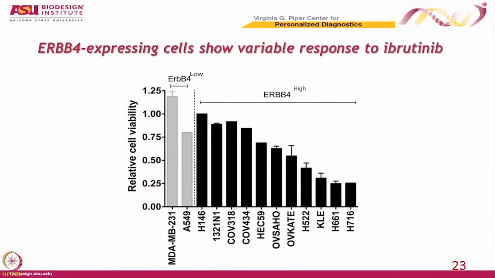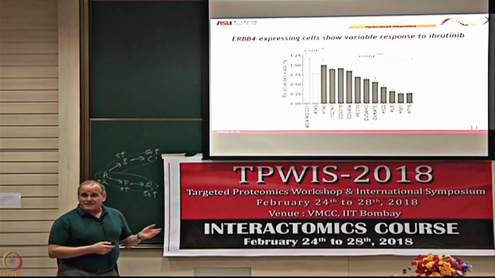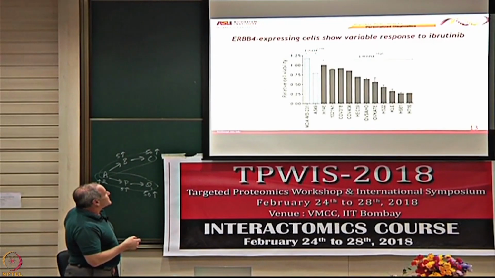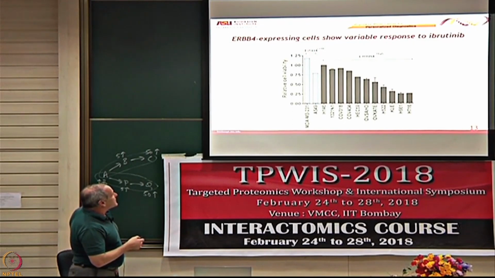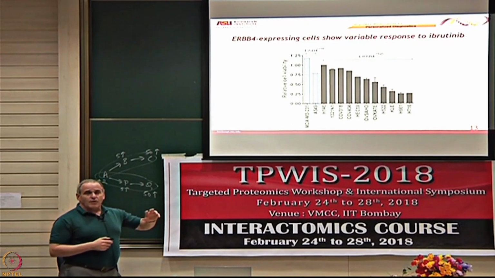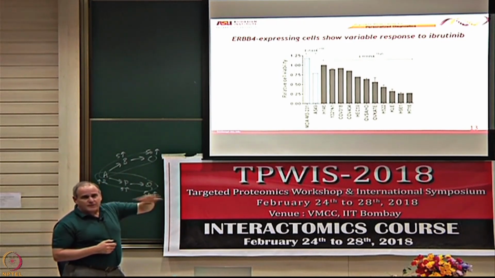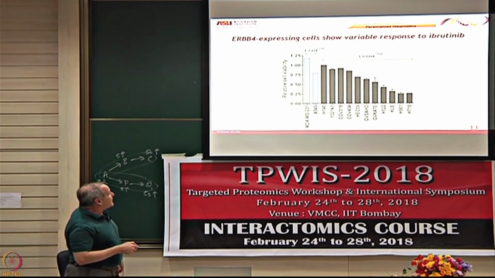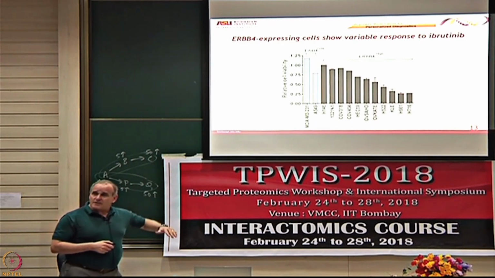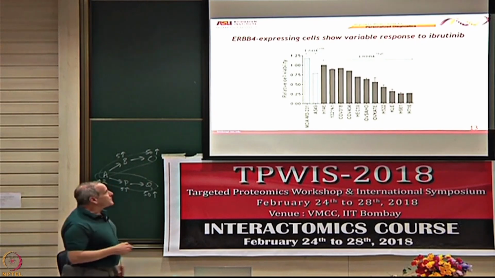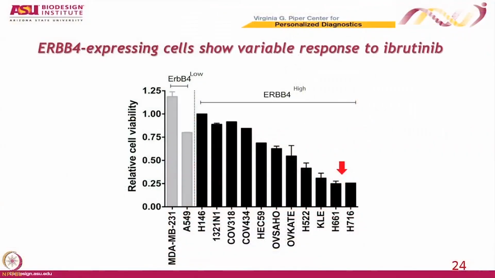So we treated all these cell lines with the ibrutinib, and what we saw was a range of activity. So some of them, this is relative, when I say relative cell viability, what that means is cell growth plus minus drug. So if it's 100%, it means that with drug it's the same as without drug. If it's down around 25%, that means that with drug it's inhibited by 75%. And so you could see that some of these cell lines out here were significantly inhibited by ibrutinib, and these guys not so much.